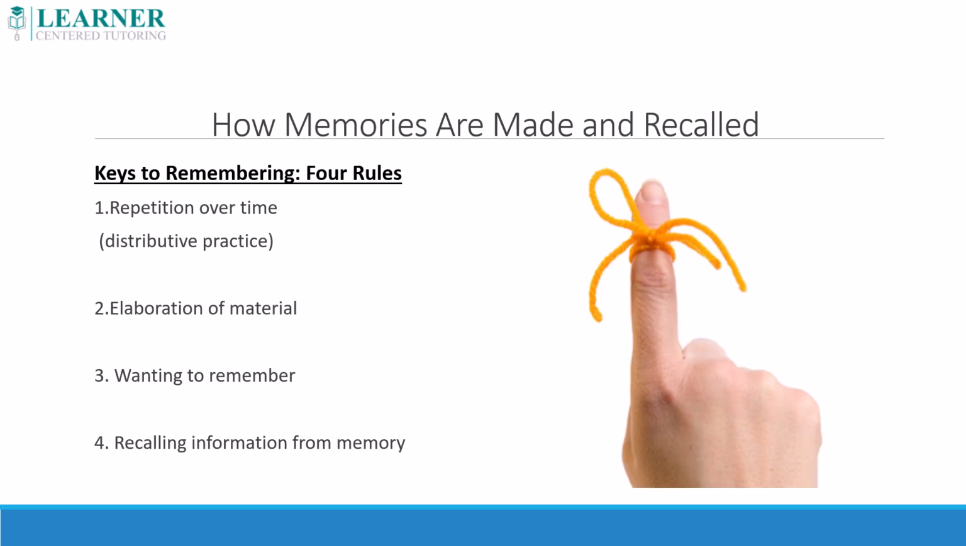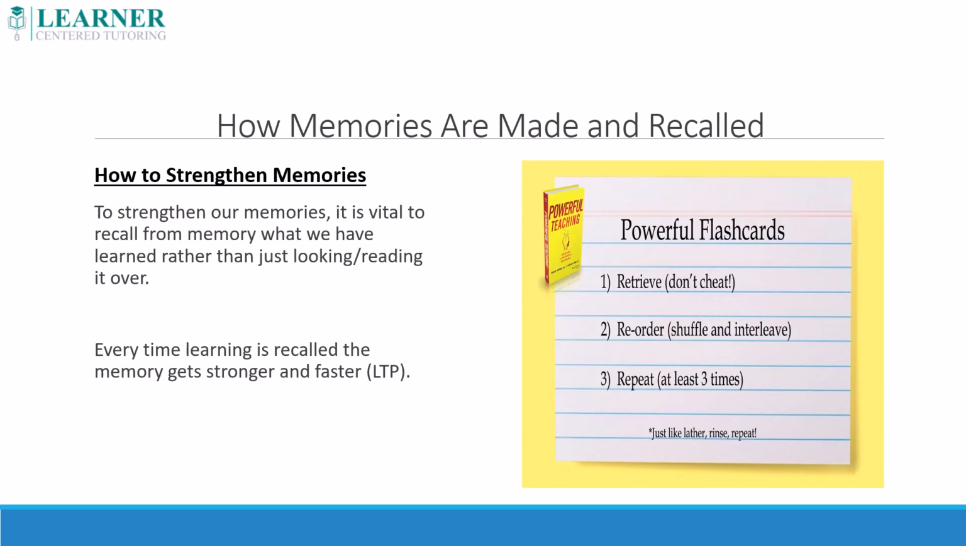To reiterate, here are 4 keys to remembering. Repetition over time, also called distributive practice, elaboration of material, a desire to remember, and recalling information directly from memory. The last point from the previous slide may be the most important, as recalling information from memory is the best and most efficient way to improve recall. You will likely not have reference material for every future incident where you need the information, and recall is a skill which with practice improves and with disuse is lost.